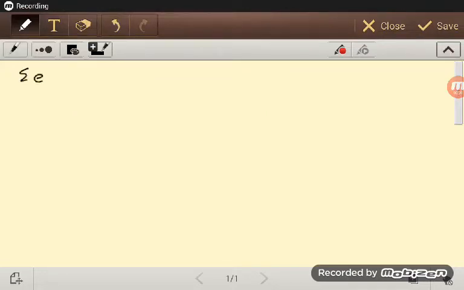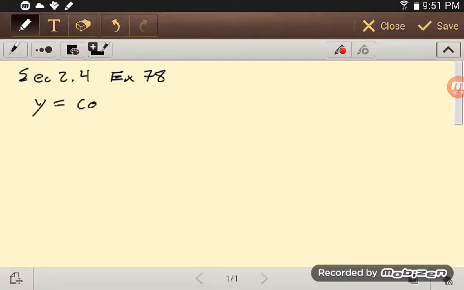Here we have section 2.4, exercise 78. This is a chain rule problem with technology. So we're told that y is equal to cosine of 3x. And what we're asked to do is determine the derivative and plot the tangent line at this value, pi over 4 and negative square root of 2 over 2.